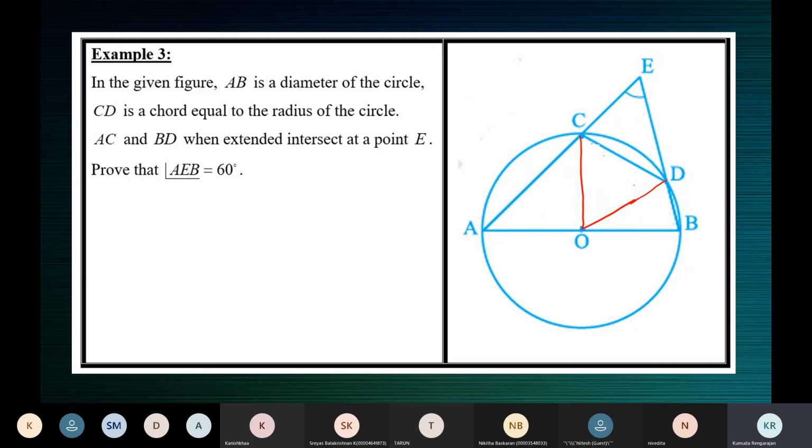And now tell me, what should we join in order to use the property angle in a semicircle is a right angle? BC. BC should be joined because AB is the diameter. AB is the diameter. So A, you can see the point C on the circumference and you can see AC. So we will join BC.